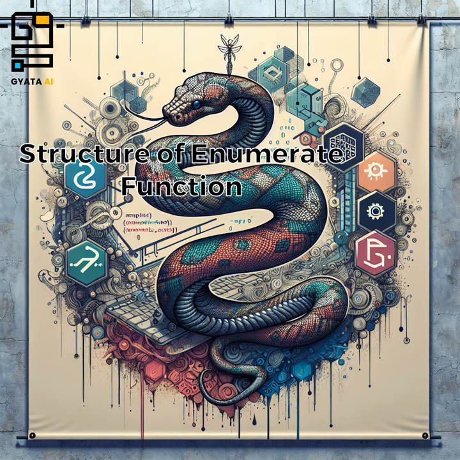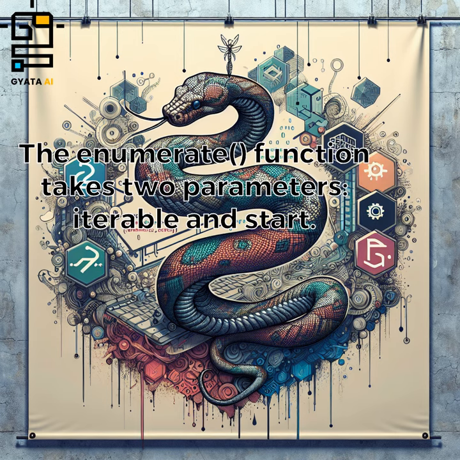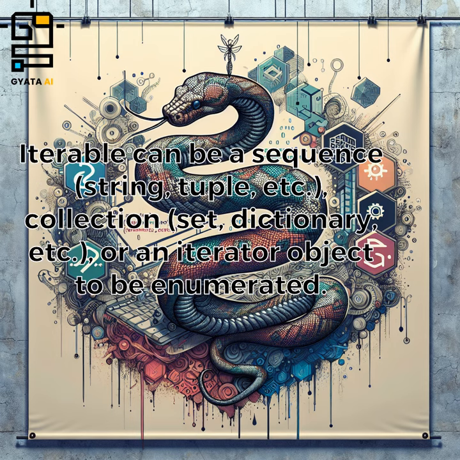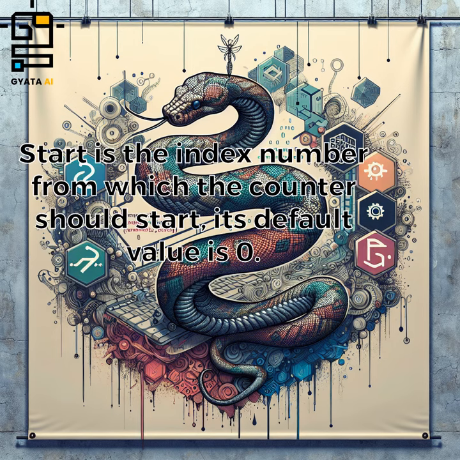Structure of enumerate function. The enumerate function takes two parameters, iterable and start. Iterable can be a sequence, string, tuple, etc., collection, set, dictionary, etc., or an iterator object to be enumerated. Start is the index number from which the counter should start. Its default value is 0.